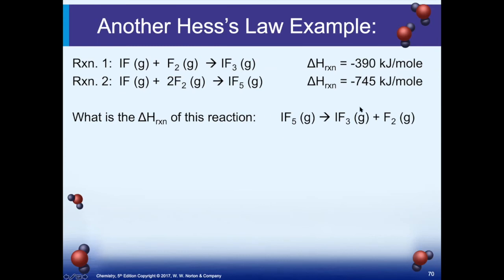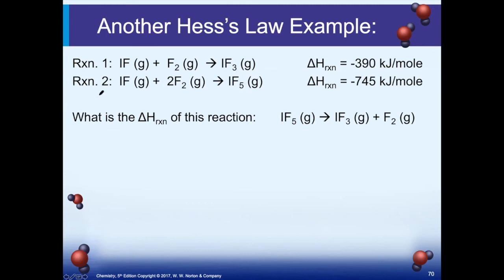And so once I do that, I do the same manipulations to my delta H values, and then I add them together to get the delta H of this target reaction. Okay, well, once again, the strategy that I employ is to just look for what I need, where I need it in the correct amount. So what I need is IF5 on the left. Well, here I've got IF5, but it's on the product side.